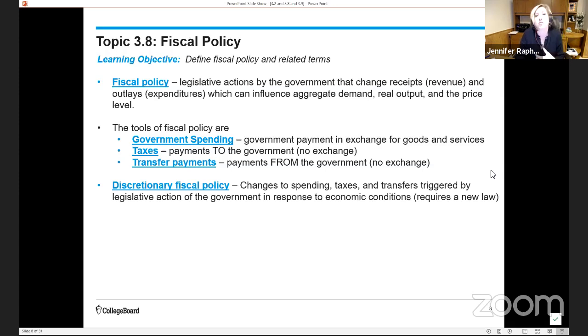All right, so now discretionary policy refers to the changes in spending, taxes, and transfers that are triggered by a legislative action of the government that the government is undertaking in response to economic conditions. And if you're listening to the news at all, you know that right now, Congress, if they haven't already decided today, last week and going into the weekend, they were deciding on a major addition to the fiscal stimulus that has already been undertaken by the government in response to the economic crisis that's emerging in the wake of the pandemic.